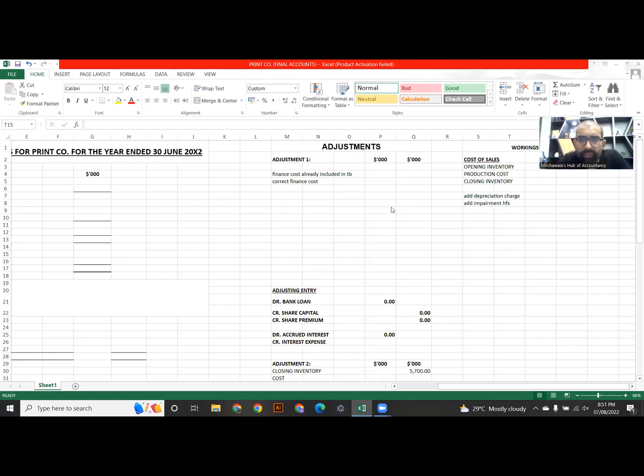Okay, so in adjustment number one, if you want to make one correcting entry, the correcting entry should be 14,000 with the bank. Then bank loan debit, you will credit the share capital by 7,000 and you will credit the share premium by 7,000. Already I have discussed this with you.